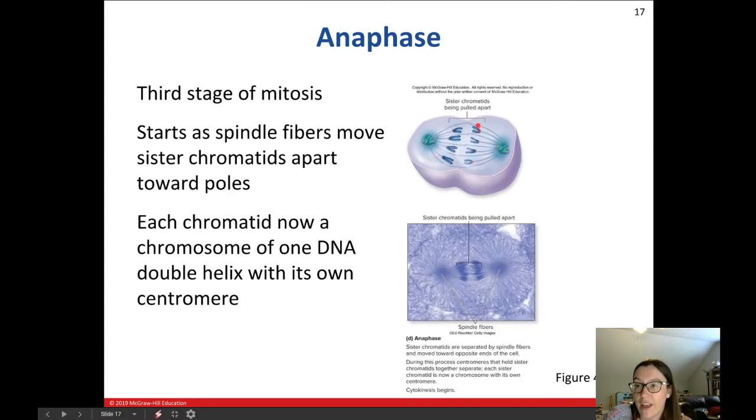The next phase is called anaphase. As long as it passes that spindle checkpoint and all the chromosomes are attached, it's going to move on to anaphase, and it's going to start pulling those centromeres apart. So anaphase is apart. The sister chromatids are going to separate and move away from each other. It's going to start as the spindle fibers move the sister chromatids apart towards the poles. So these microtubules start shortening and drawing these sister chromatids towards the opposite sides of the cell.